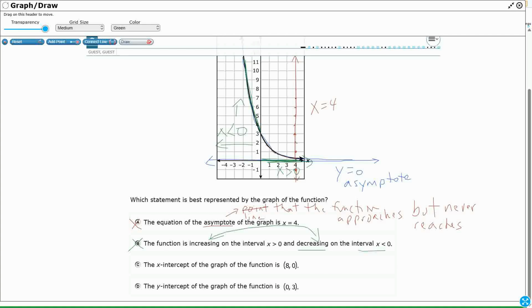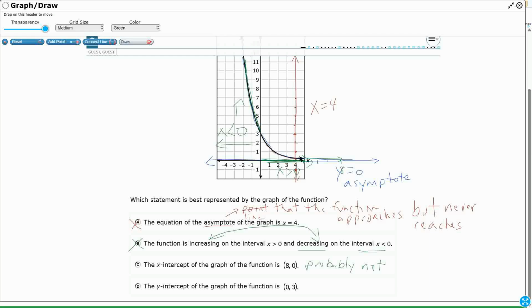All right, the x-intercept of the graph is 8, 0. Well, we don't know because 8 doesn't exist here. But if we were to say that's 4, 5, 6, 7, 8, I've already said that I think x equals 0 is going to be my asymptote. So if that's the case, there is no x-intercept. So I'm going to say probably not, because I believe our asymptote is going to be x equals 0. We can't verify by visually looking at it because our x-axis doesn't go that far.